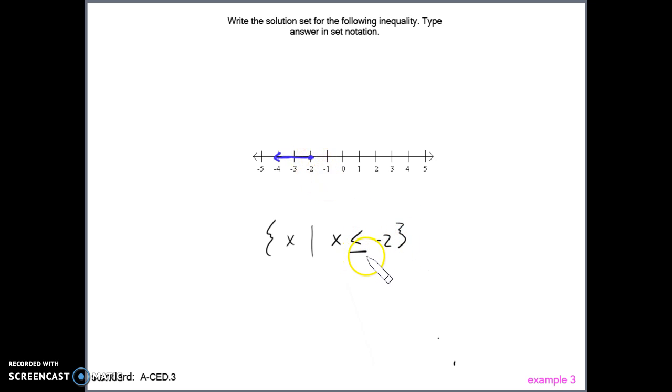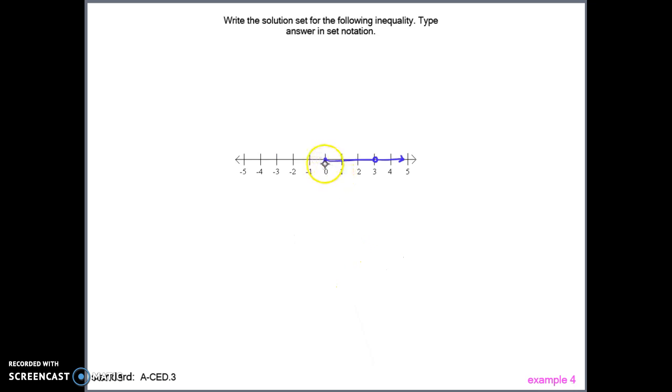Closed dot, equal to. So here our solution line is covering, it looks like it starts at 0, 0 is included, all values that are greater than 0, except on 3 there's an open dot, so open dot means not included. So all values that are larger than 0, greater than 0, except 3 is not included.